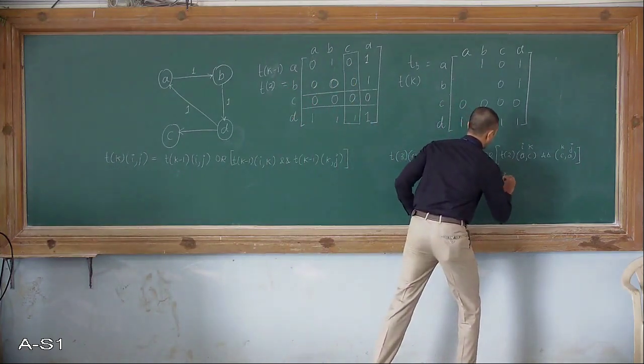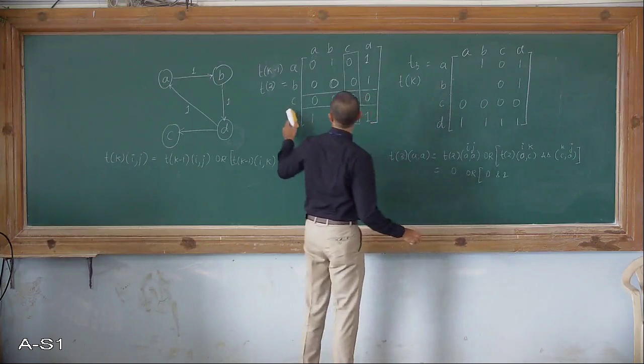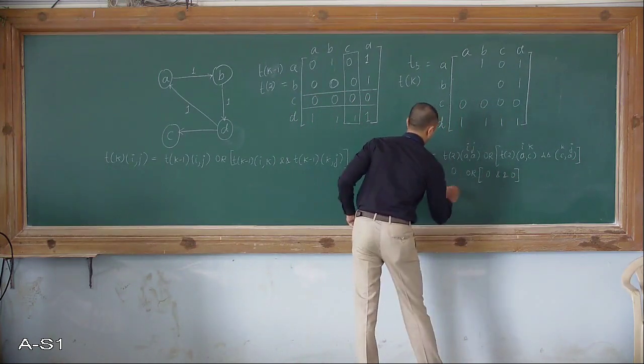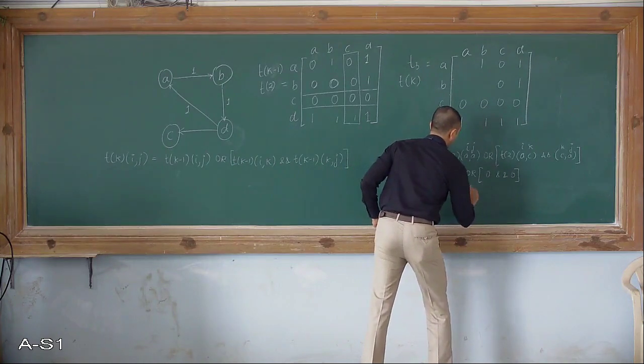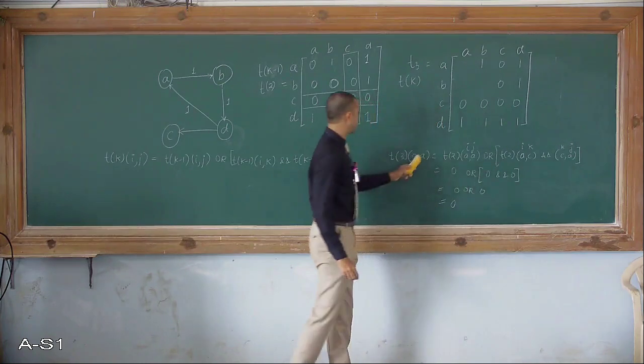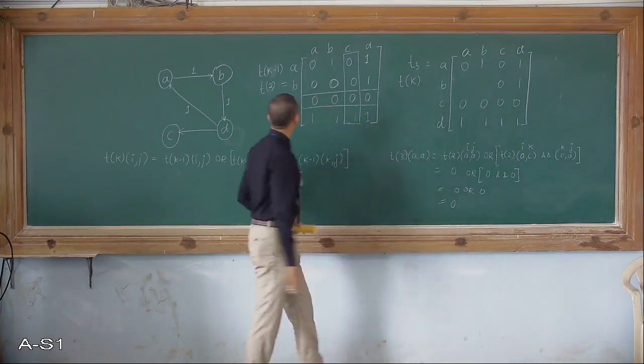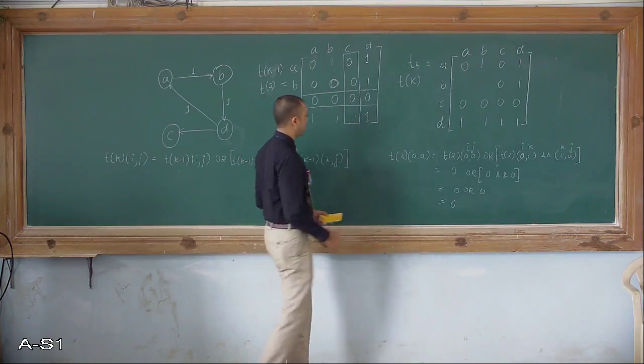And C to A. C to A is also 0. So 0 or 0 is going to be 0. So A to A will remain 0. Let's see B to A.